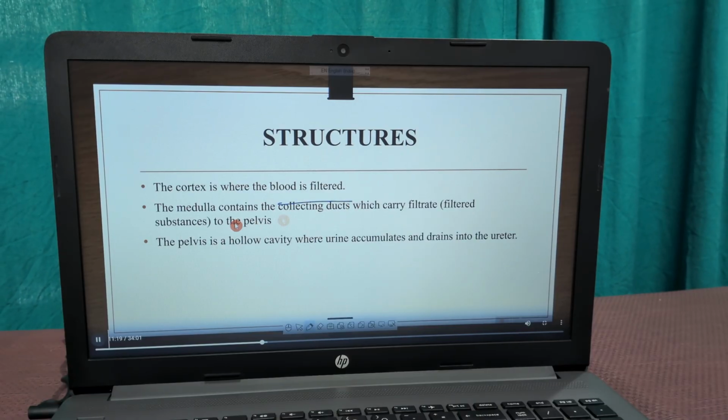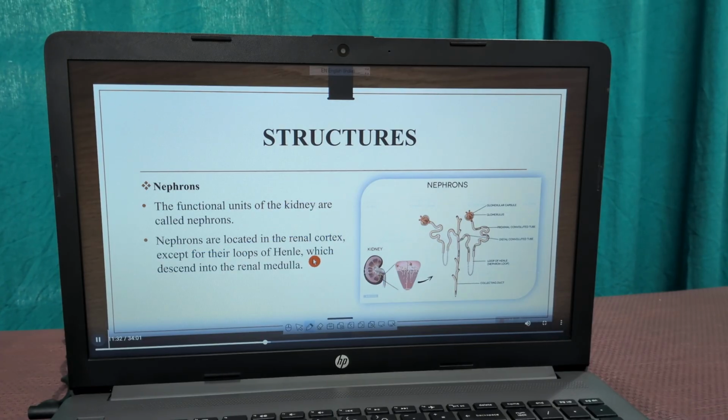The cortex is where the blood is filtered. The medulla consists of the collecting ducts, as I have shown you in the picture, which carry the filtrate, and the pelvis is a hollow cavity where urine is accumulated and is drained into the ureters.